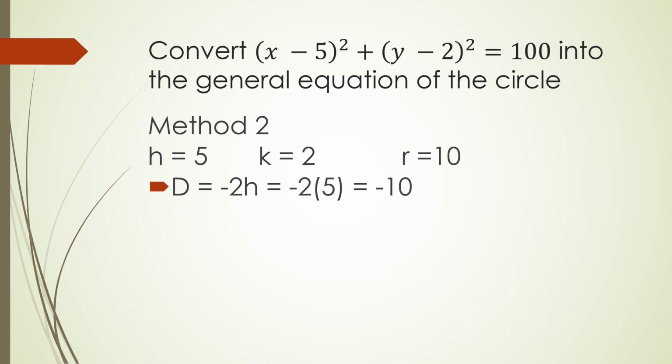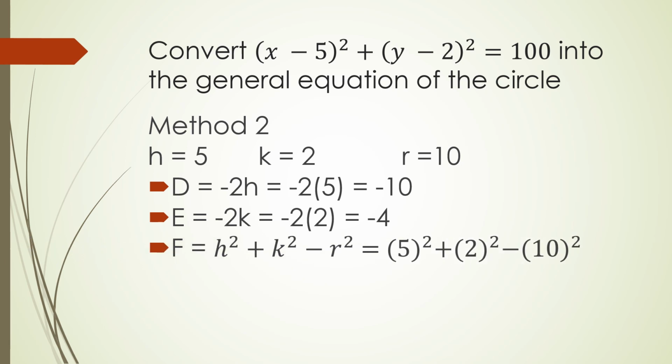Let us substitute the value of h for d. d = -2h = -2, and the value of h is 5. Negative 2 times 5 is equal to negative 10. And for e, we have -2k, which is equal to -2 times the value of k, which is 2. Negative 2 times 2 is equal to negative 4.